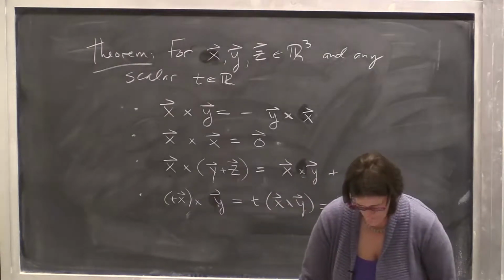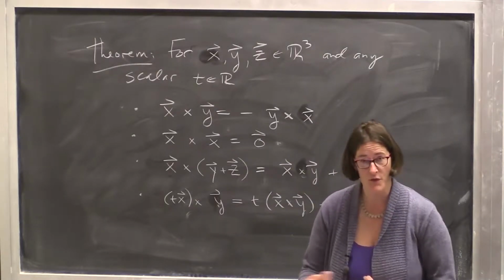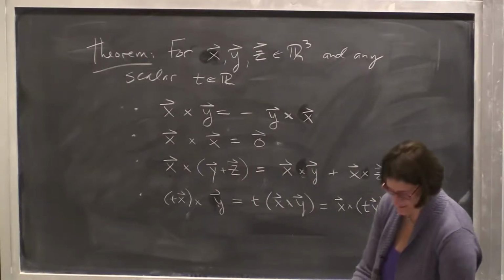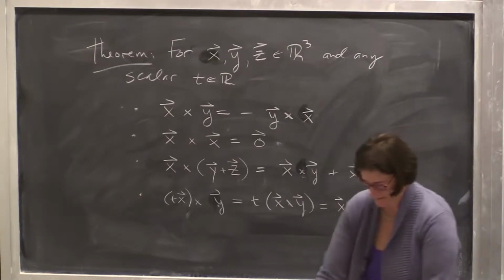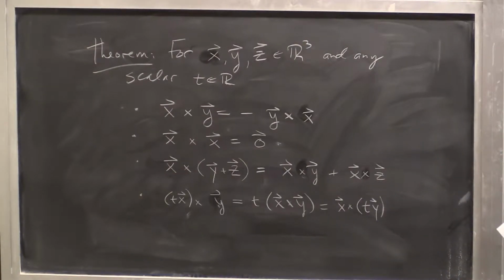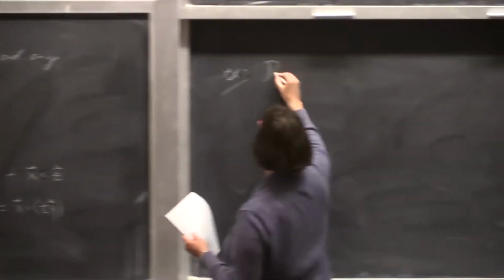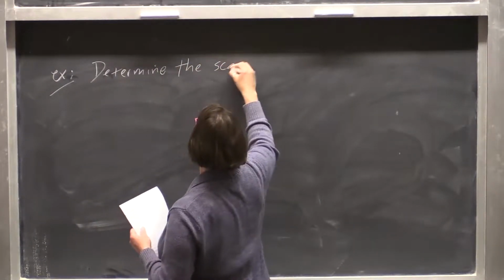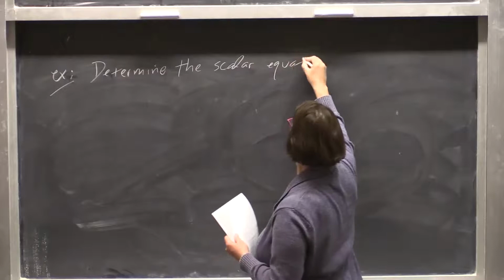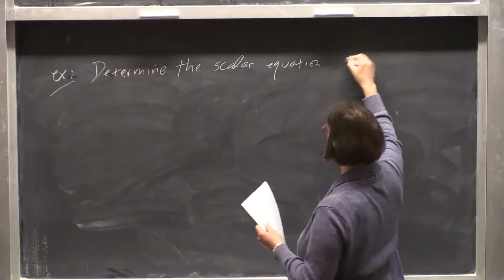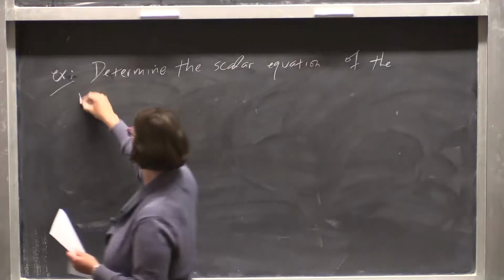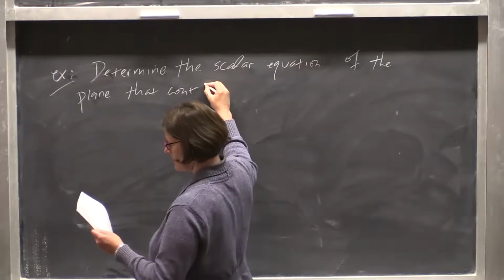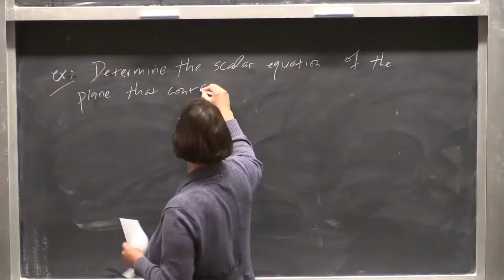All right, so what are some uses of the curl? First of all, you know that it's useful in terms of finding planes and lines and that type of thing. So let's just quickly do two examples there. Exercise: determine the scalar equation of the plane that contains the points. I feel like I already did this one. No, I didn't.